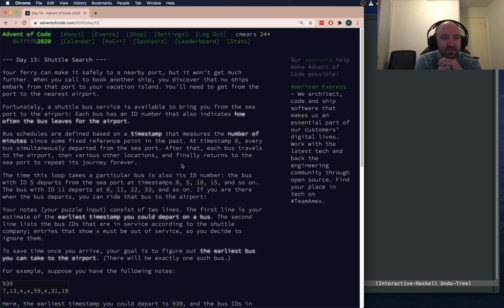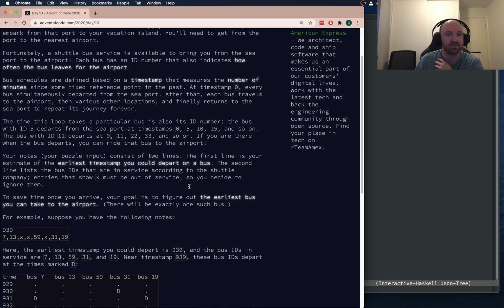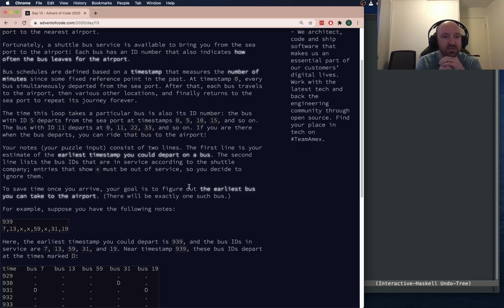Shuttle search. So the ferry, which got lost in the storm, has made it to port. There are no ships. We need to get to the airport. There's a bus. Each bus has an ID number that tells you how often it leaves. Bus schedules are defined on a timestamp that measures the number of minutes since some point. At 0, they all leave. Then they come back and repeat. Okay, so ID 5 goes every 5 minutes, 11 every 11 minutes.